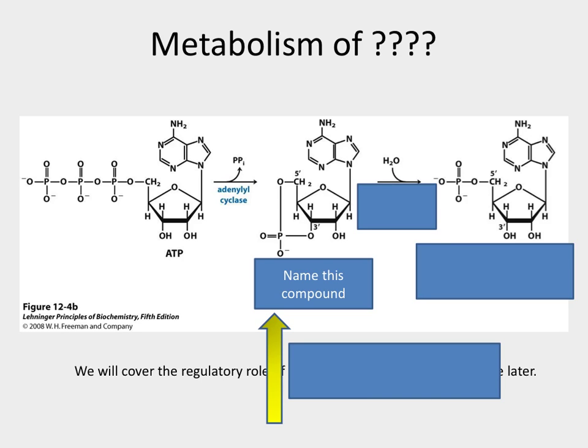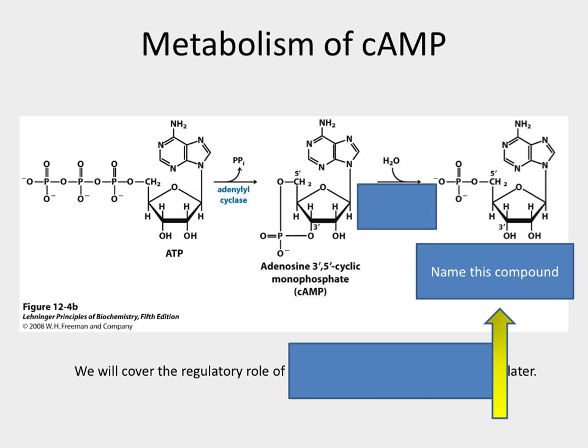And this compound, once again to review, what's the compound called? It's cyclic AMP. It's cAMP. Cyclic AMP, monophosphate. So it's cAMP, and this would be the end for adenylyl cyclase.